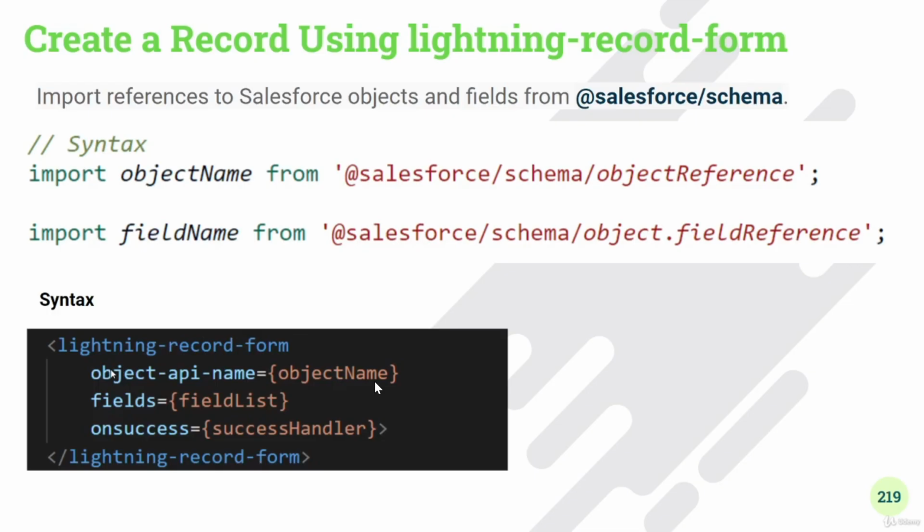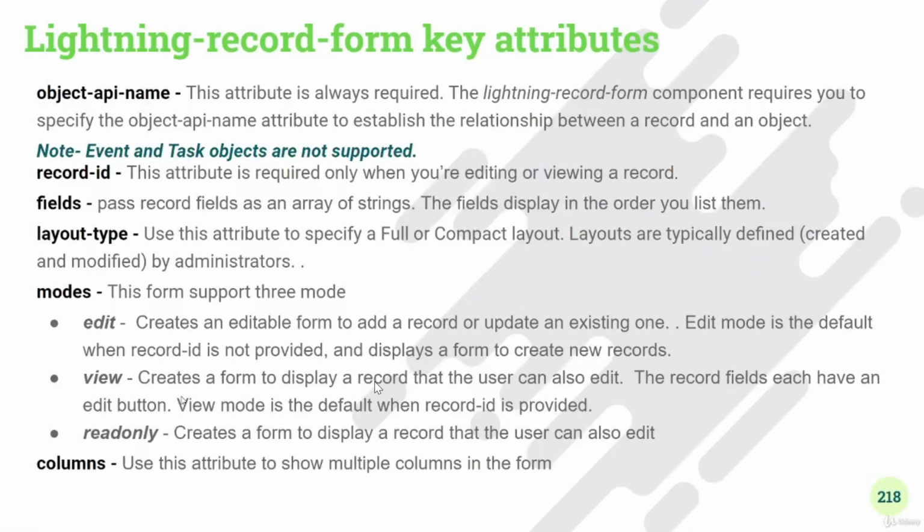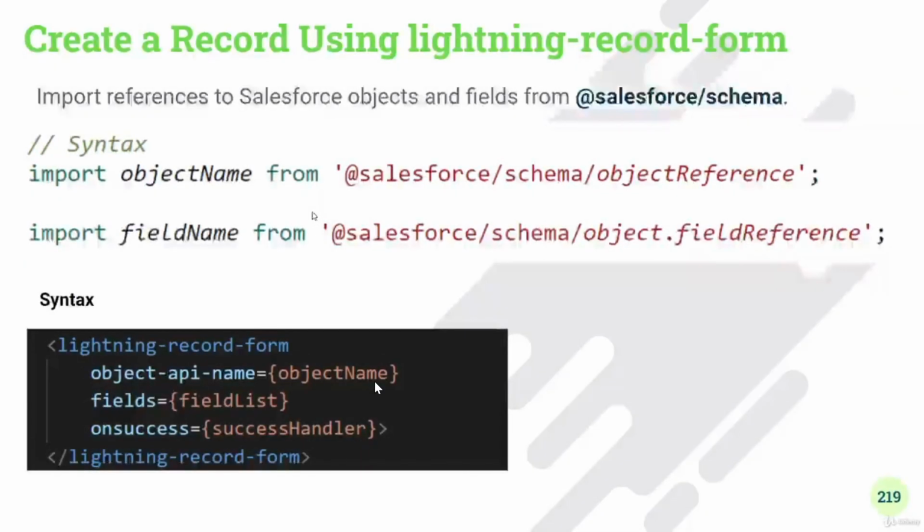So the first attribute that we discuss is the object API name. In our case, the object name will be Account, so Account will map here. Then the fields, as I showed in the previous video, will be passed as an array of strings. So if we imported 4 fields, we need to arrange those 4 fields in the form of an array and map it to the fields.